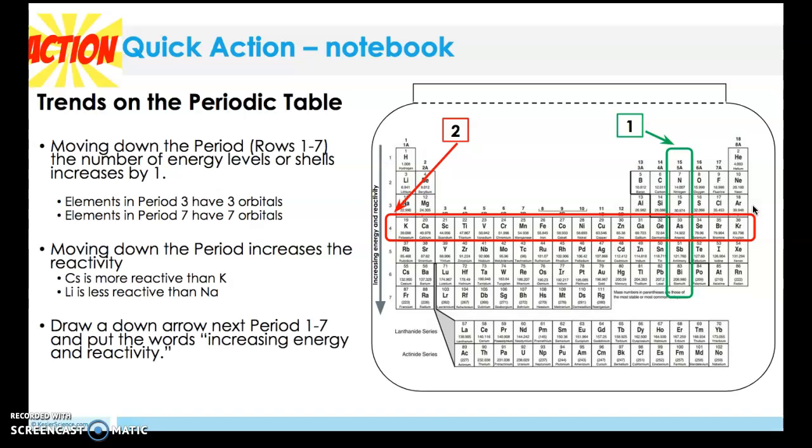Well, we'll do an activity next time about this. But I would like you to know that period 1 here has 1 shell, period 2 has 2 shells, period 3 has 3, 4 has 4, and so on and so forth. Fantastic. Moving down the group increases the reactivity. So lithium is more reactive than hydrogen, sodium is more reactive than lithium, and so forth.